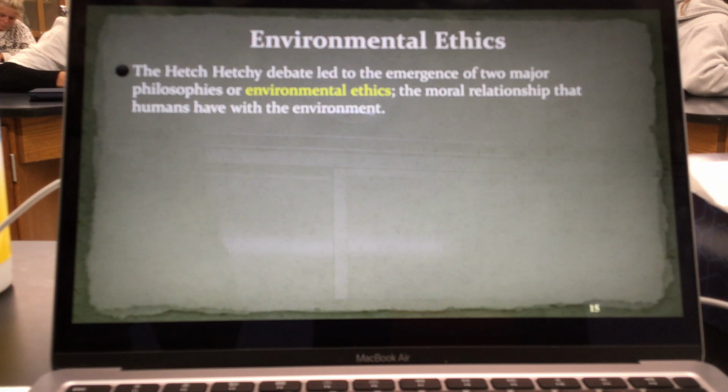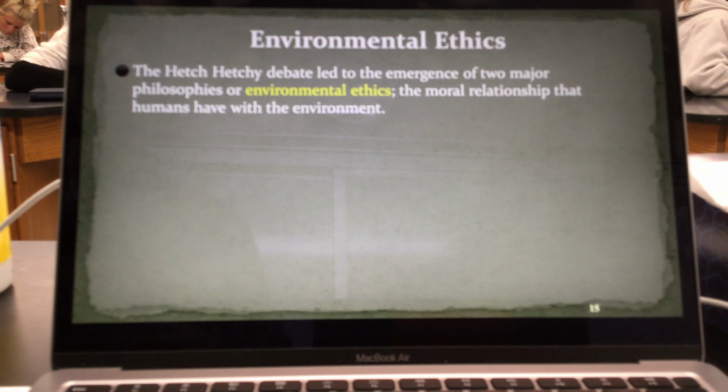All right, so it led to two different philosophies of environmental ethics. Environmental ethics is just that moral relationship that people have with the environment. And we all need to have that, right? We all need to have at least an awareness and a care and a concern of how our actions are impacting the environment around us. But there are two different philosophies that we'll take a look at that are basically opposite ends of the spectrum.